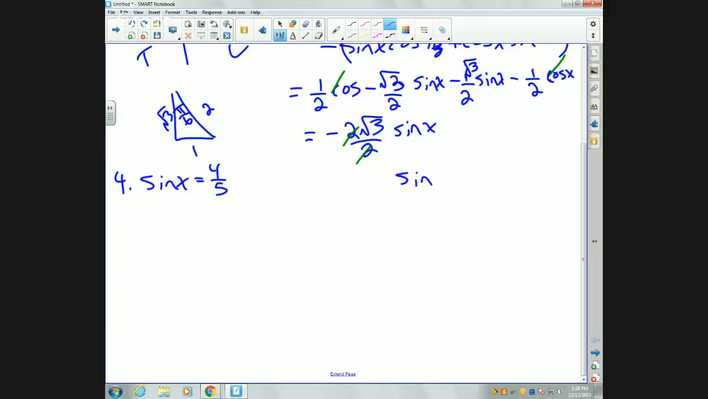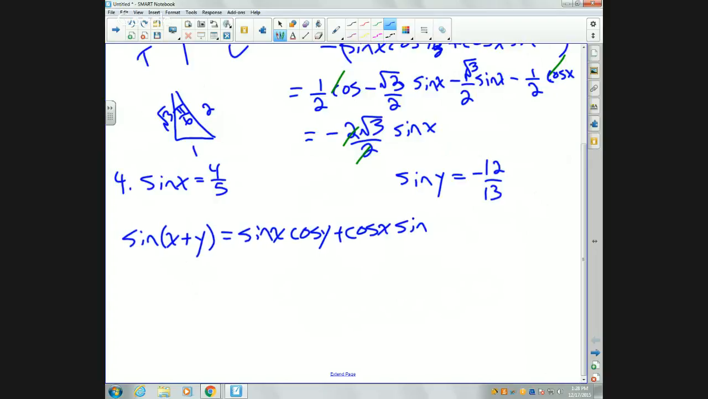I'm going to separate sine x and sine y so we can do the work that we need to do. If we know that the sine of x is 4 over 5, we're asked to find the sine of x plus y. It's sine x cos y plus cos x sine y.